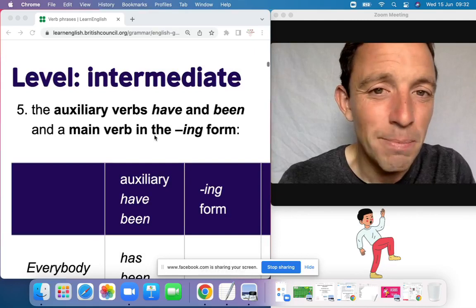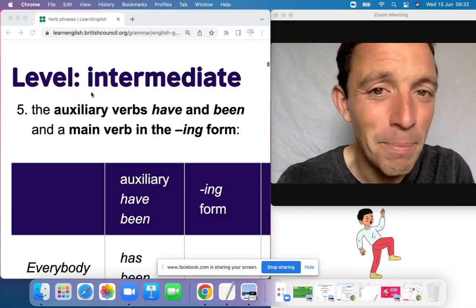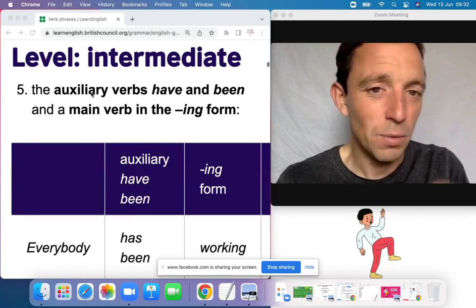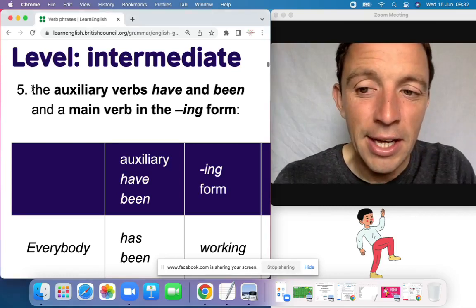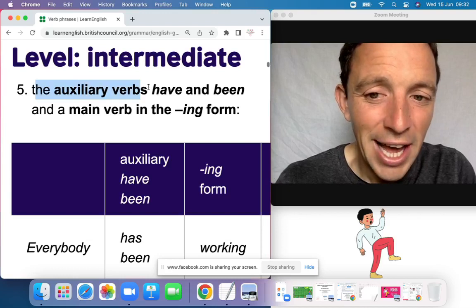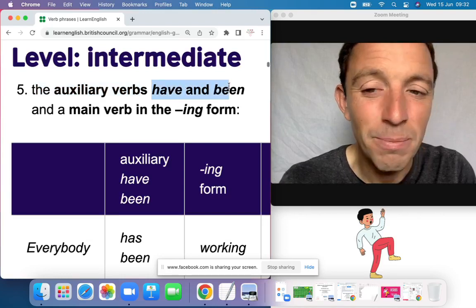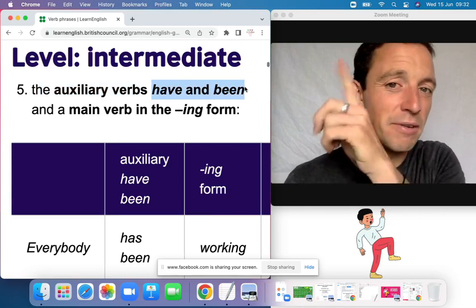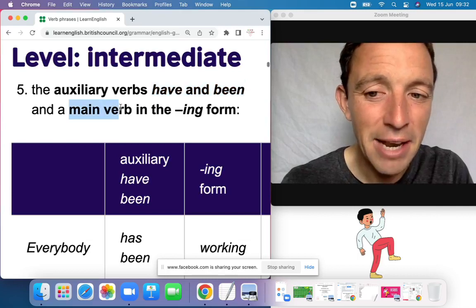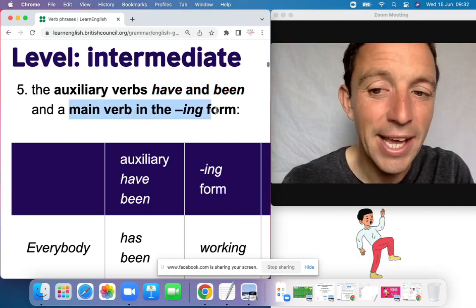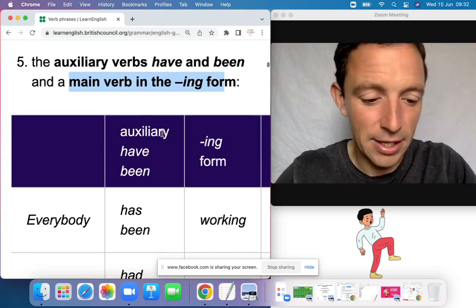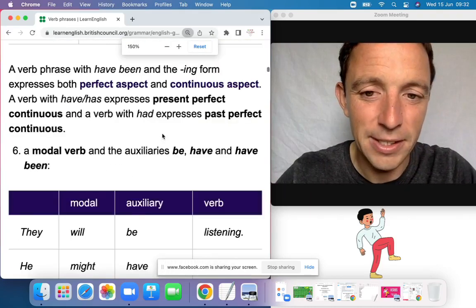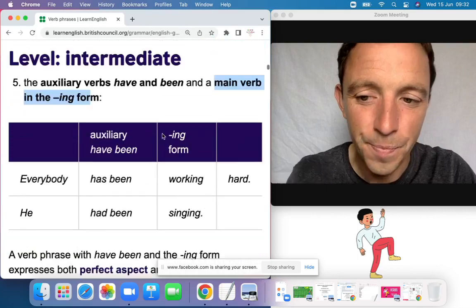Okay, let's move to level intermediate. We started with the basic level, and now let's move to level intermediate. The auxiliary verbs have and been, you remember, and a main verb in the ing form. So this is more complicated, definitely more complicated. Let me explain this table.